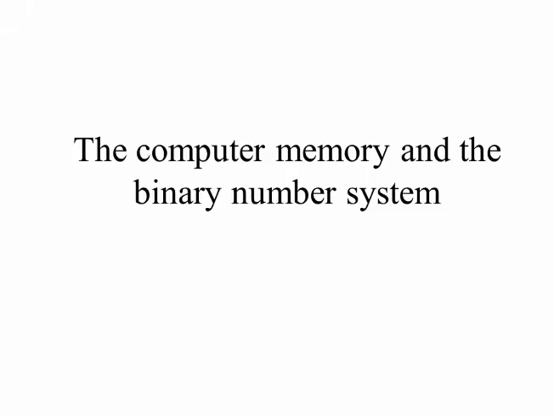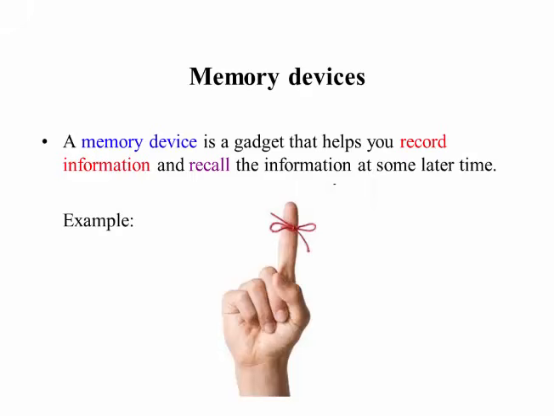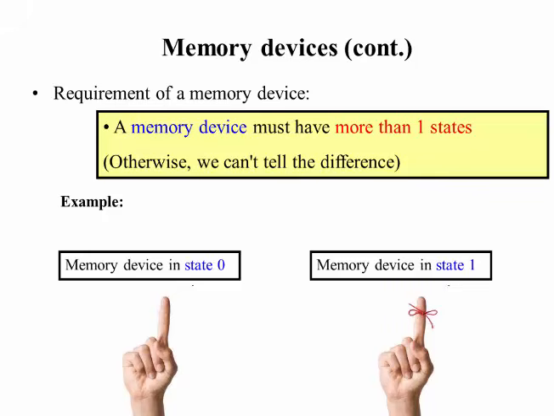Computer memory and the binary numbering system. A memory device is a gadget that helps you record information and recall the information at some later time. So in order for us to recall something, we put a bow on our finger to recall it.